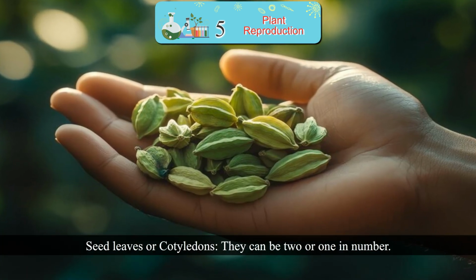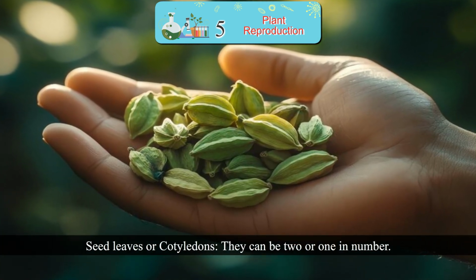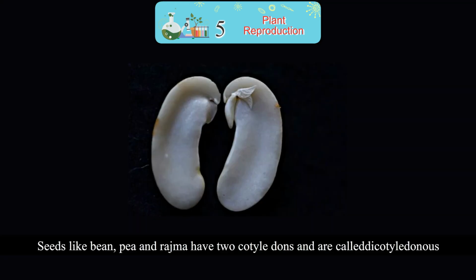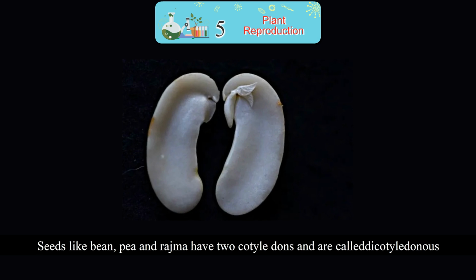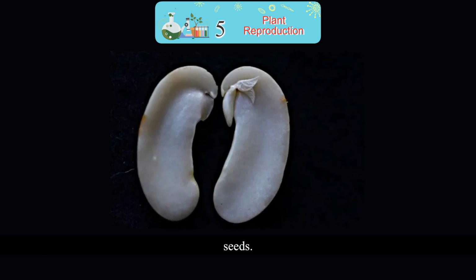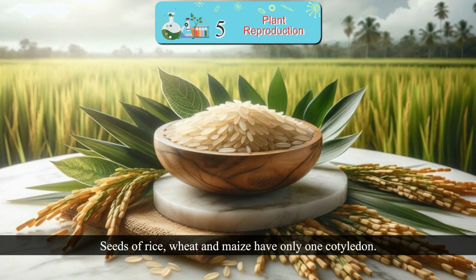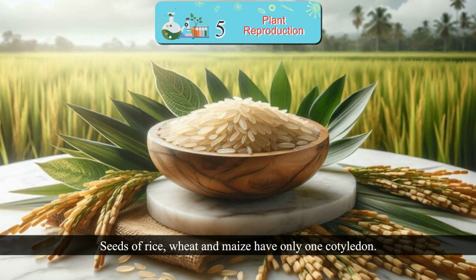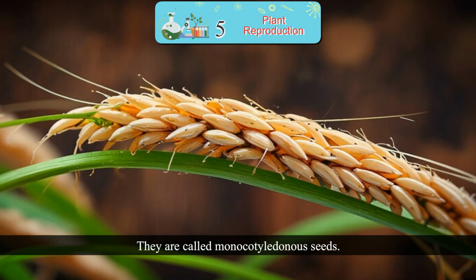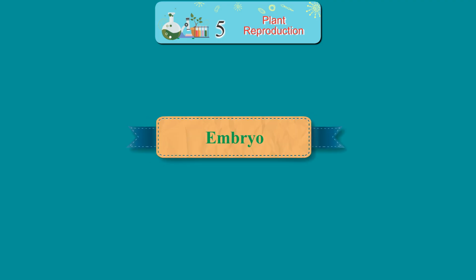Seed leaves or cotyledons. They can be 2 or 1 in number. They store food for the growing baby plant. Seeds like bean, pea and rajma have 2 cotyledons and are called dicotyledonous seeds. Seeds of rice, wheat and maize have only 1 cotyledon. They are called monocotyledonous seeds.